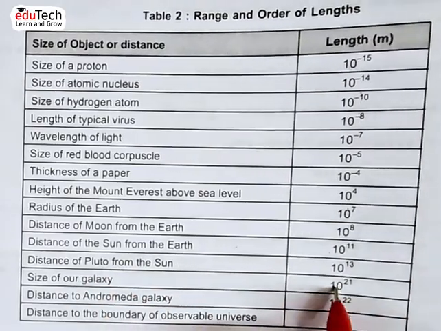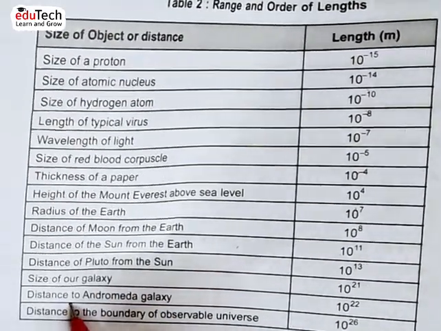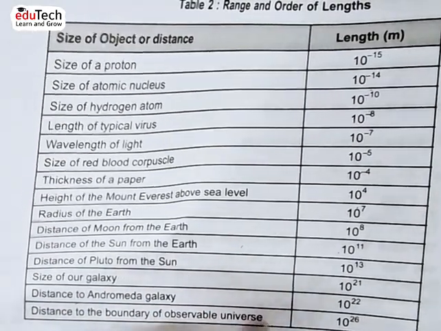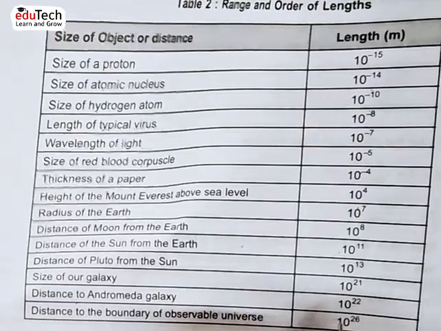Size of our galaxy, 10^21 meter. Distance of Andromeda galaxy, 10^22 meter. Distance of boundary of observable universe, 10^26 meter.